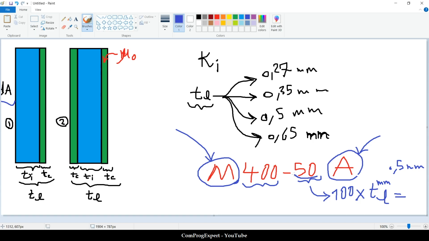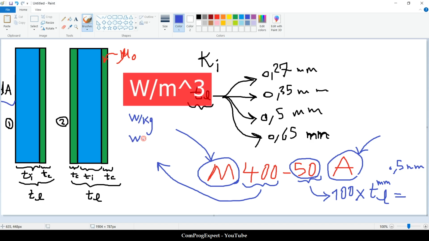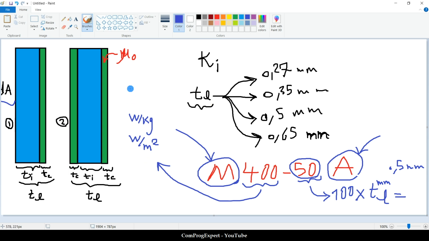Okay, so this number represents the total lamination thickness, the lamination of the iron plus coating. What is this number? This number is given in watt per kg, or watt per meter cube. The loss density, in terms of mass density or volume density, measured at a specific value of B max, for example, 1.5 Tesla or 1 Tesla. Okay.